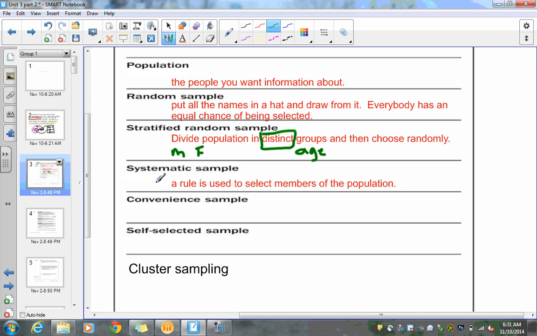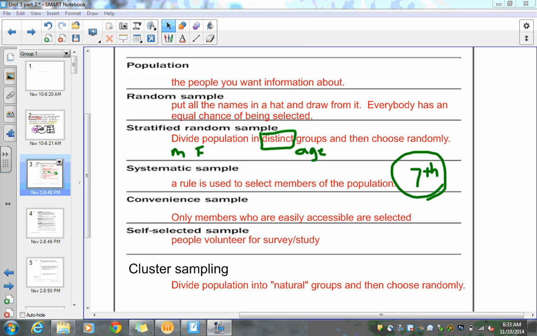A systematic sample is when a rule is used to select members of the population. For example, let's say you're standing in the mall and you watch people come in the front door. If you say, "I want every seventh person to be surveyed," then that is a rule that you are using to select people.